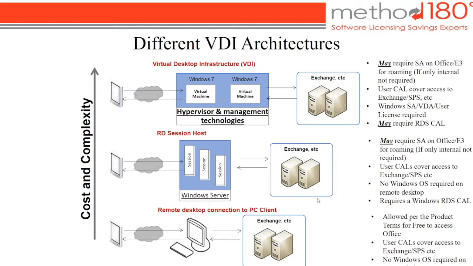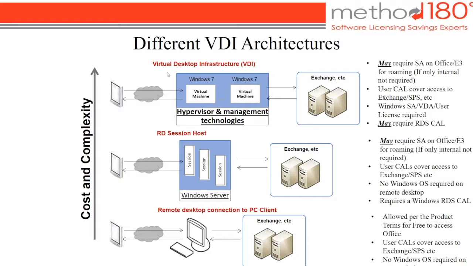But again, if we assume user CAL in this scenario, then we don't require any other CALs, because the user CAL allows them to access from their home PC. So there's no Windows OS on the desktop required in this scenario either, because we're not running a desktop OS on the virtual session, okay? So incrementally in this scenario, I need an RDS CAL, and I probably need to have software assurance on my Office, or user-based Office through Office 365.